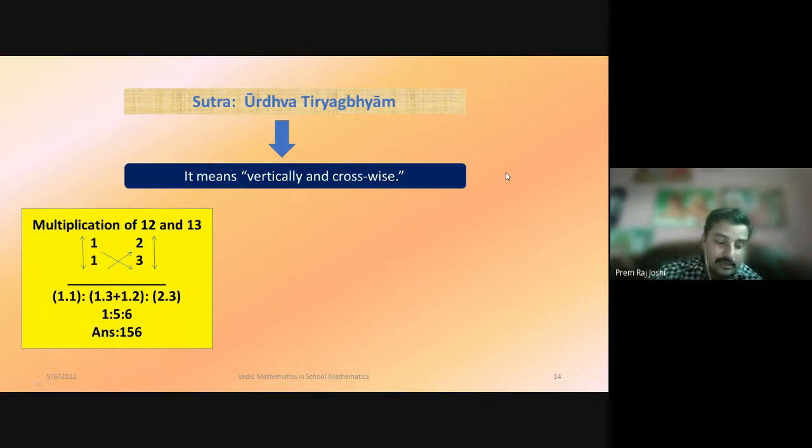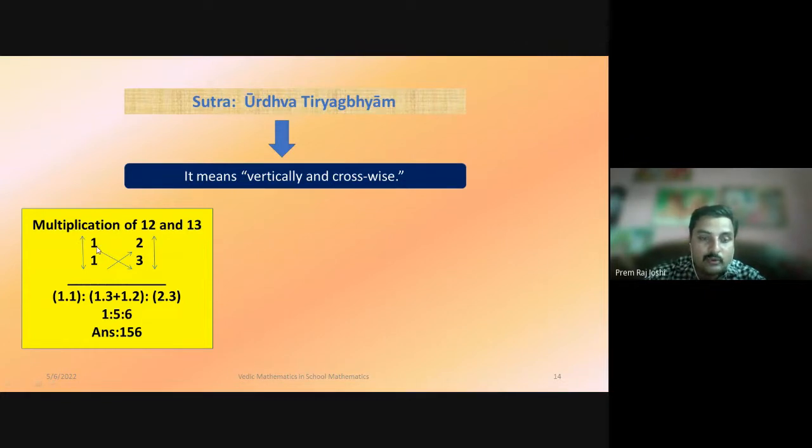In the Nikhilam Sutra, which I explained in the earlier part of this presentation, the numbers should be near the base, either base 10 or base 100. But in this case, there is no constraint. We can multiply any two numbers. For example, I have taken a simple multiplication of 12 and 13.